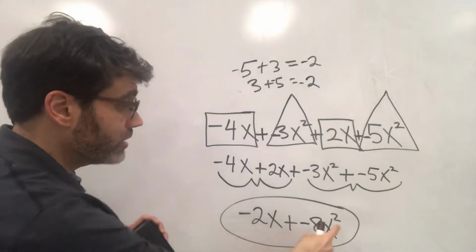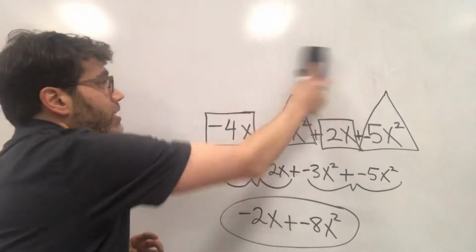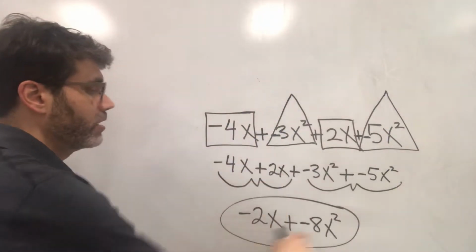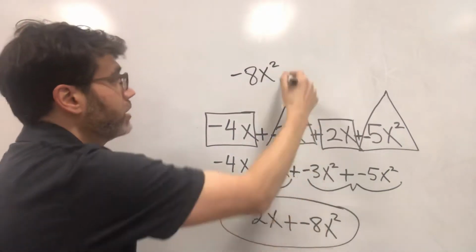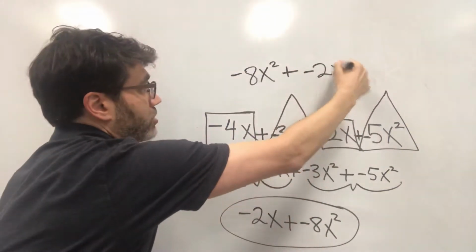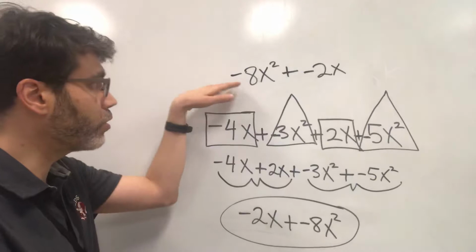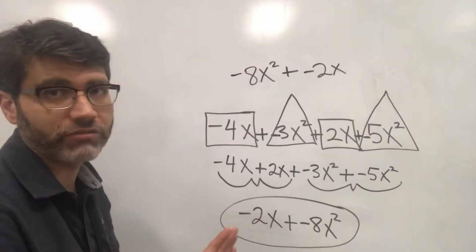Okay, so just similarly here, you may also see this exact same thing rewritten as -8x squared first plus -2x. This is also an equivalent statement of this, and both are absolutely fine.